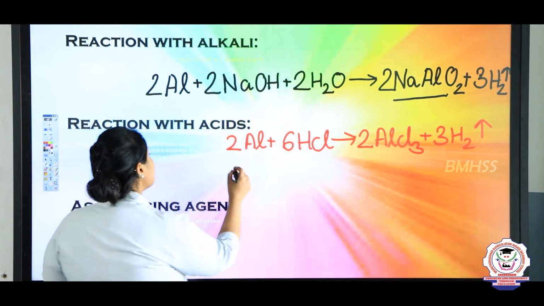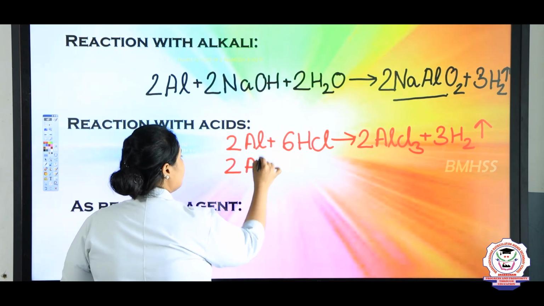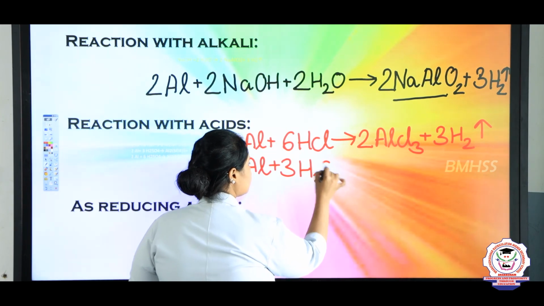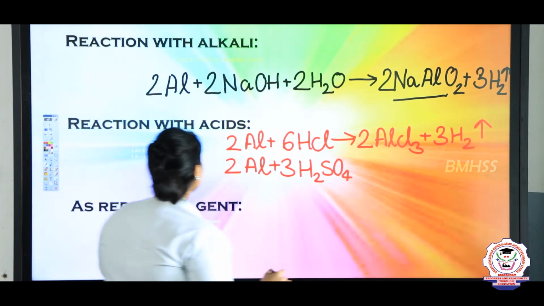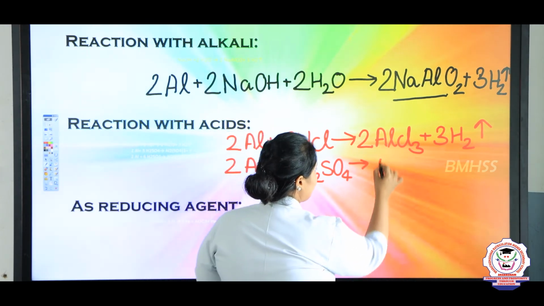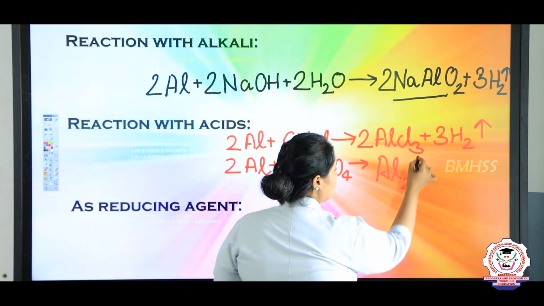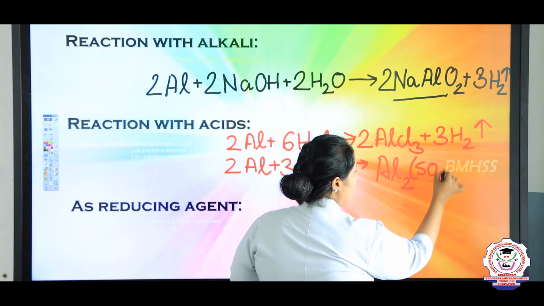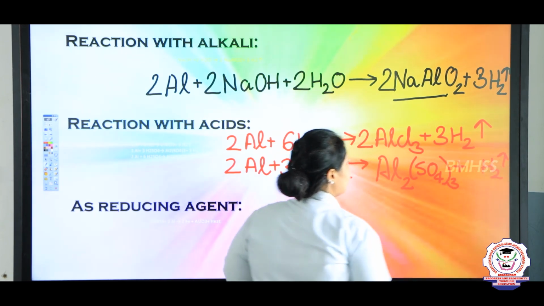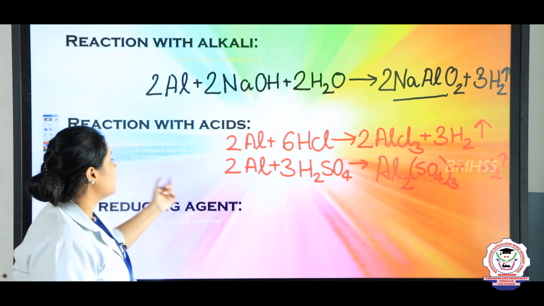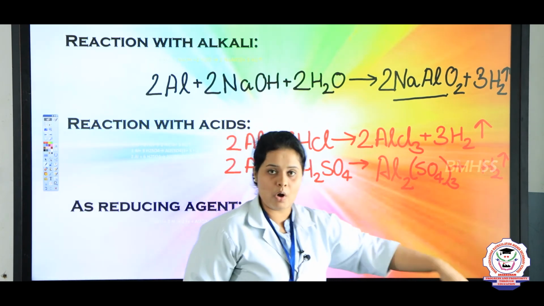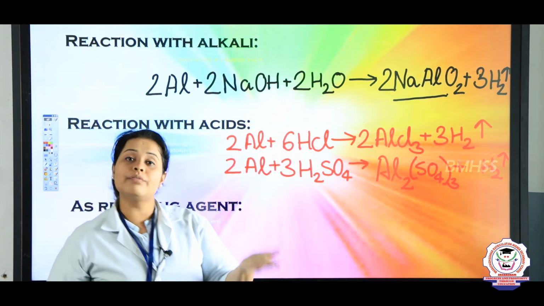In the same way, if you are reacting with sulfuric acid, which is in dilute form, you will write it as 3H2SO4, and when the reaction is happening, you are getting aluminium sulfate. Aluminium sulfate you can write as Al2(SO4)3, and SO4 is thrice, plus H2 gas is liberated. In the same way, if you do the reaction with concentrated sulfuric acid, you get an extra product, and that extra product is sulfur dioxide gas.